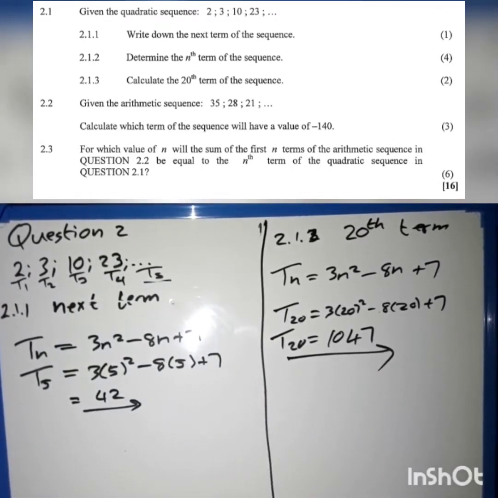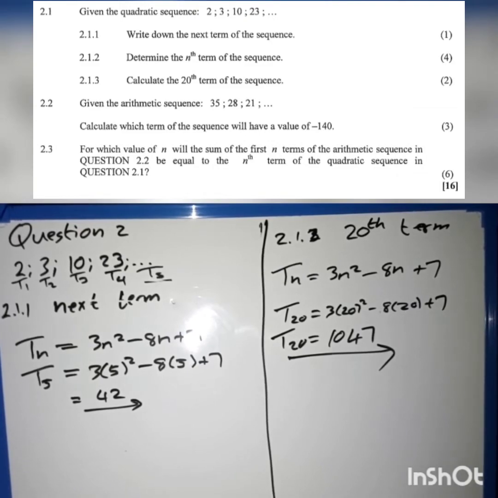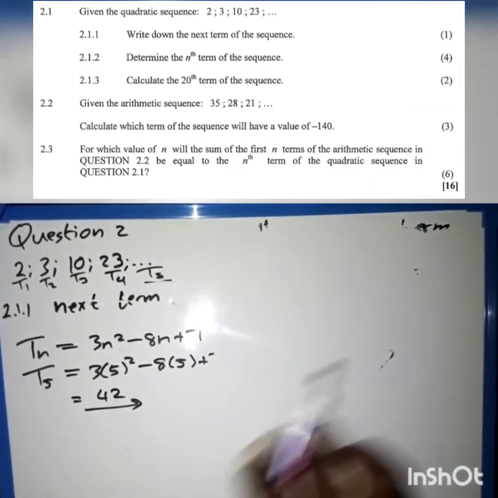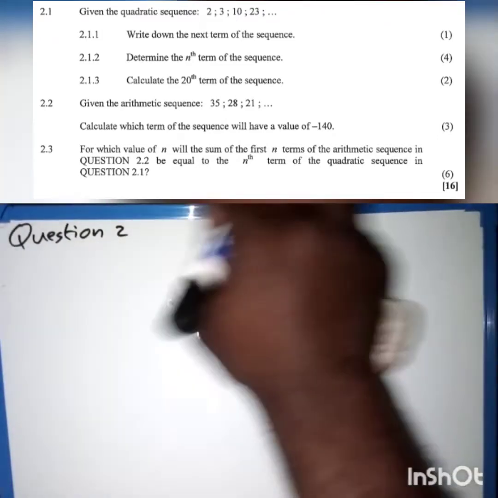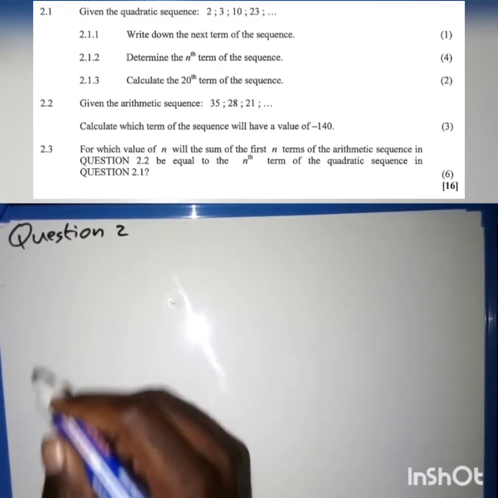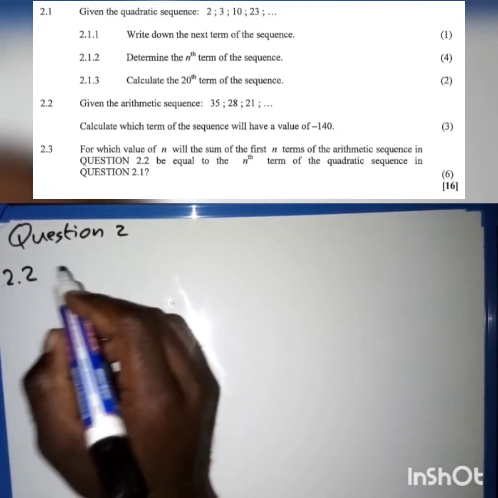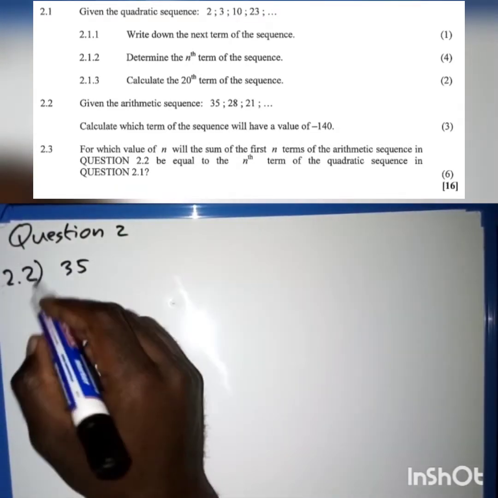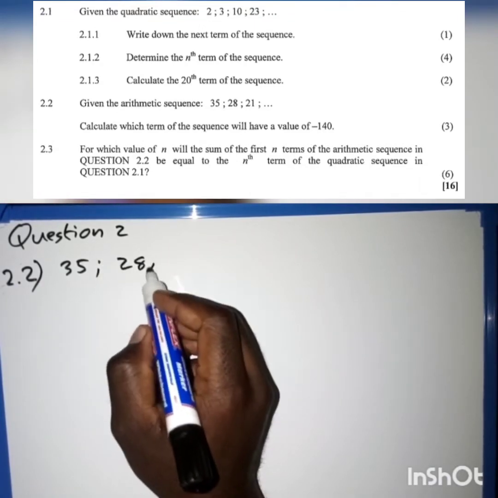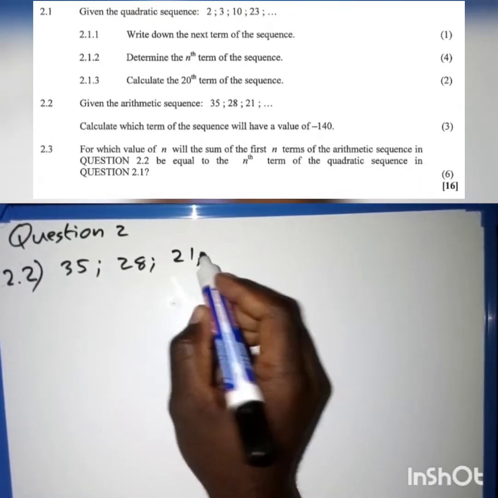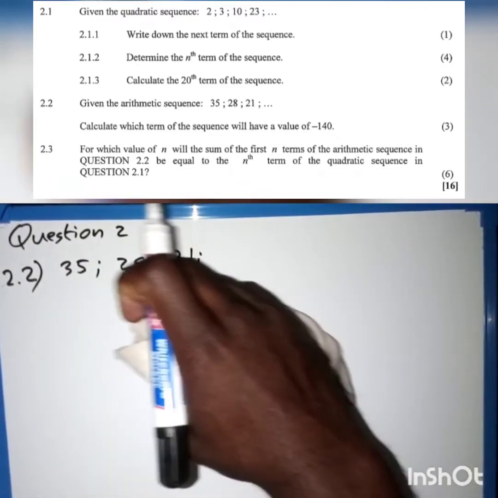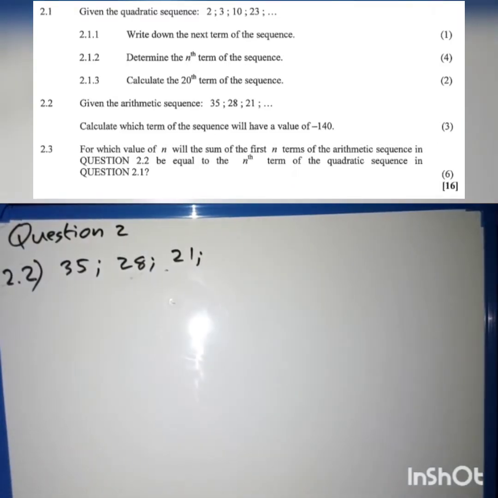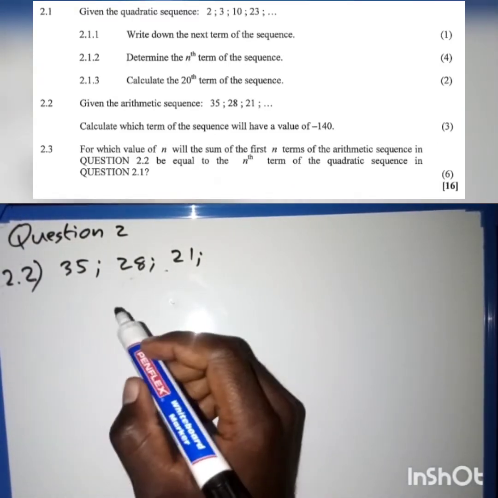Alright, cool. Now moving on to question 2.2. So I've done question 2.1. Now I'm going to question 2.2. I'm given an arithmetic sequence 35, 28, 21. Okay, before doing anything, the question says that we must calculate which sum of the sequence will have a value of negative 140.